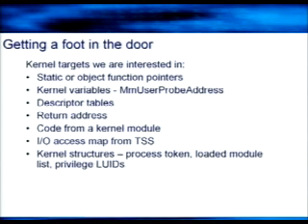So once we've found our bug in the kernel, what can we do with it? Targets we're interested in are static or object function pointers. Static pointers will be pointers to kernel mode callbacks that may be initialized. The object function pointers are in the object directory in the kernel.